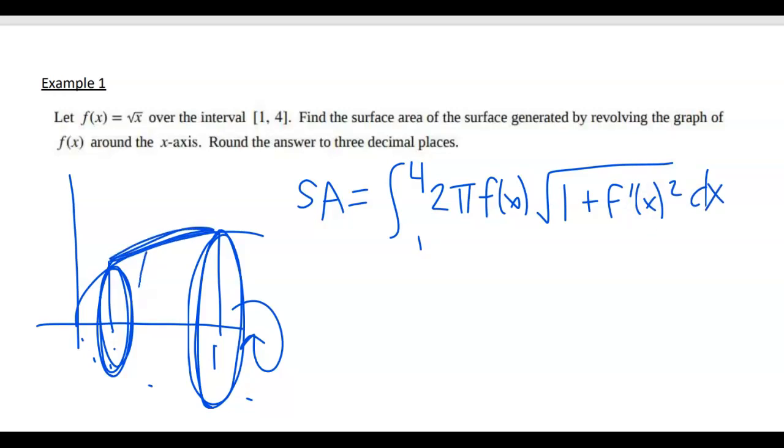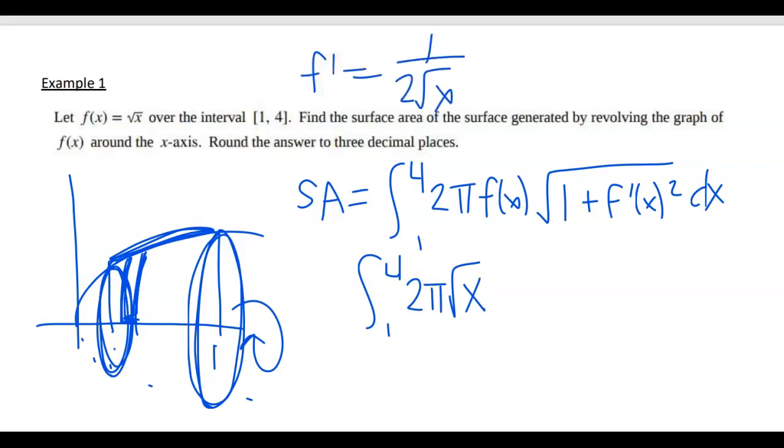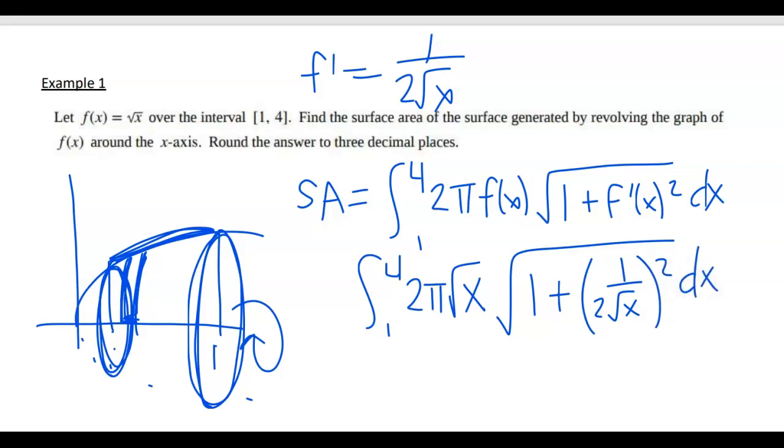And then remember, each one of those little pieces, once you are converging those pieces so that your delta x is going to zero, that's where that 2 pi f of x is coming from as they're going around and around. Or you can just remember this formula and you'll be good. All right, integral from 1 to 4, f of x is square root x. Now what's f prime? 1/2 square root x, right? So big square root of 1 plus f prime squared.